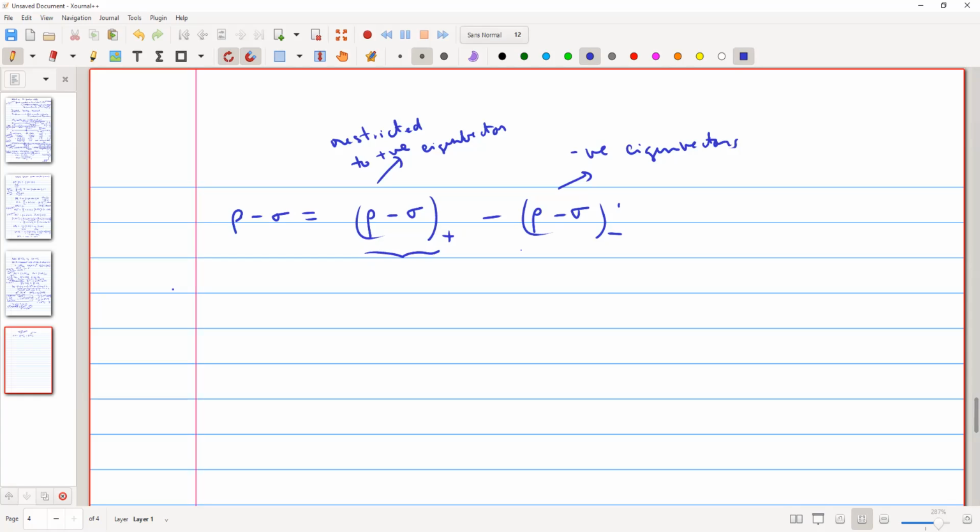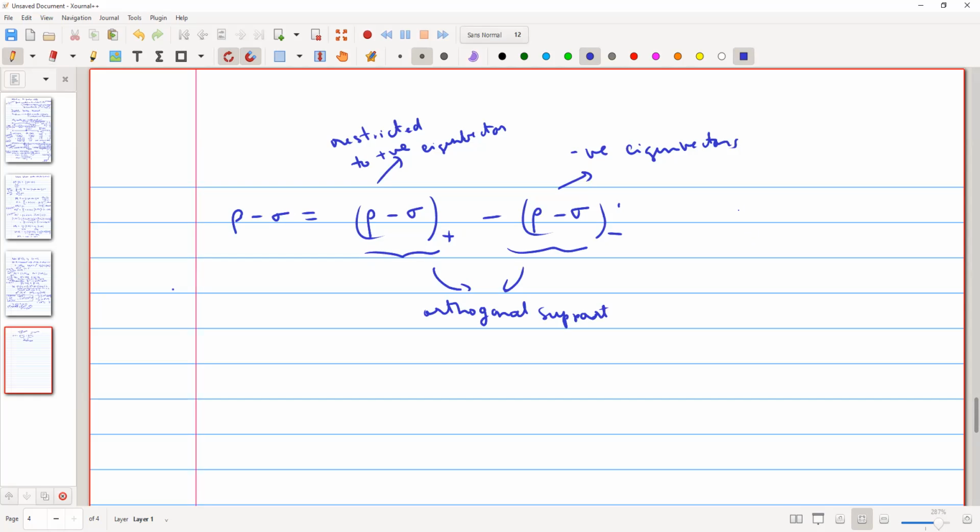And these have orthogonal support because they are different eigenvectors. Eigenvectors are orthogonal. So rho minus sigma is Hermitian. That means eigenvalues are real. There are some eigenvalues which are positive, some which are 0, some which are negative.